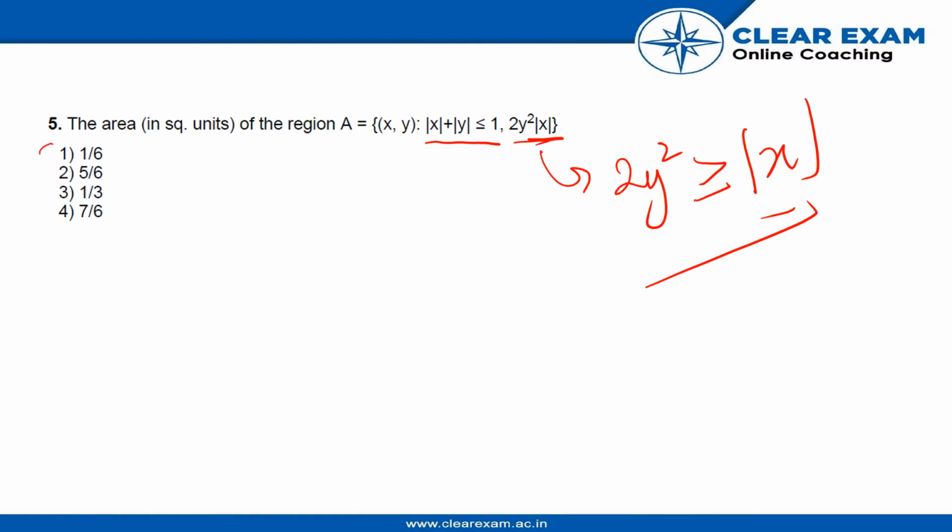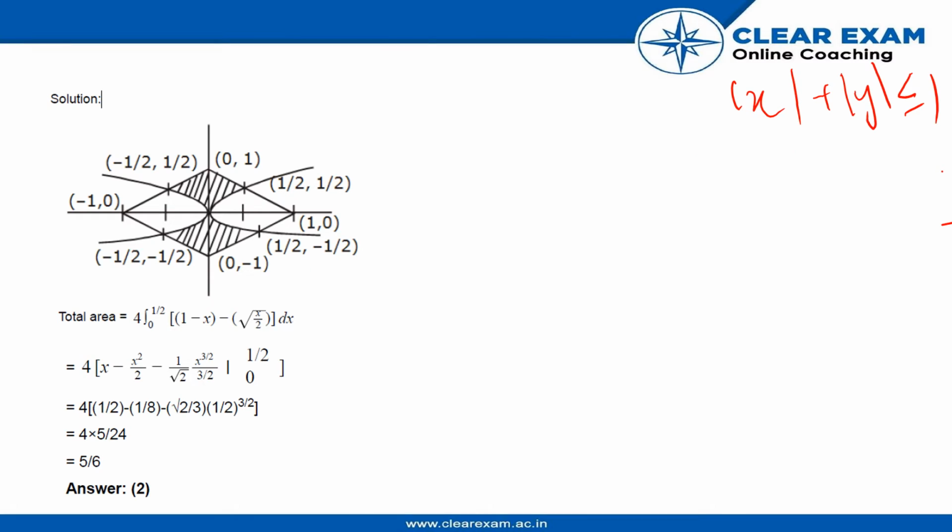Okay, we have been given 4 options. We have to choose one correct answer. The solution we'll be discussing in the next slide. So now this is the solution. As we have seen, the first curve was |x| + |y| ≤ 1.